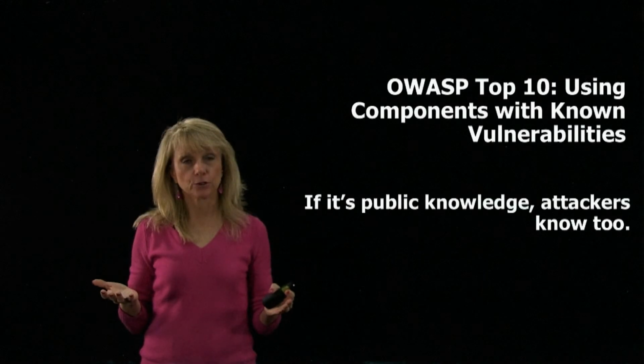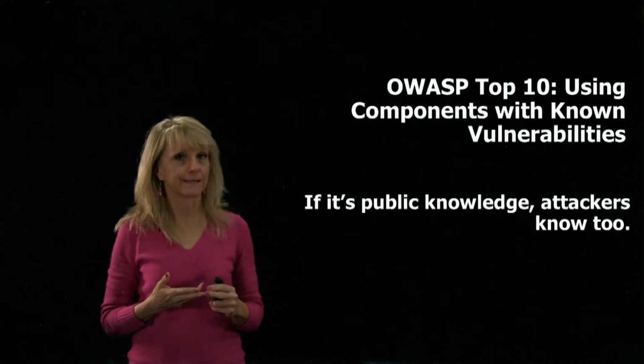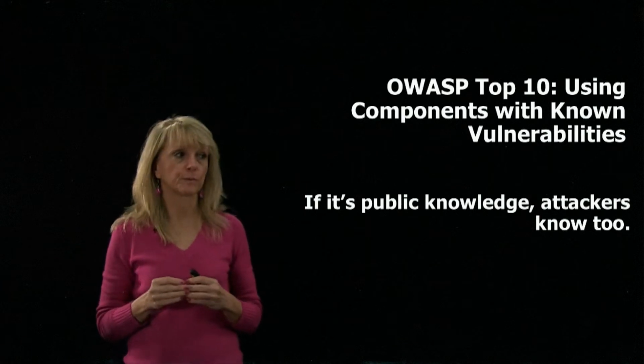So this module will conclude the OWASP Top 10 Security Vulnerabilities. Today we'll go through numbers 9 and 10. And number 9 is called Using Components with Known Vulnerabilities.